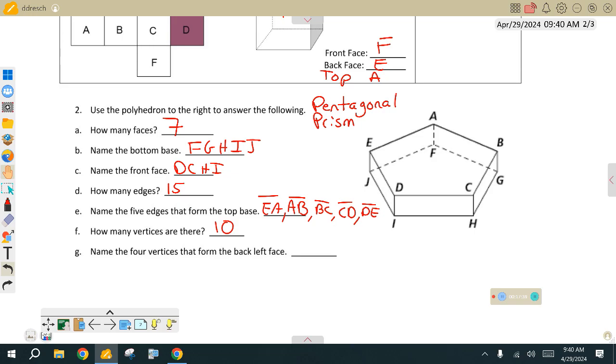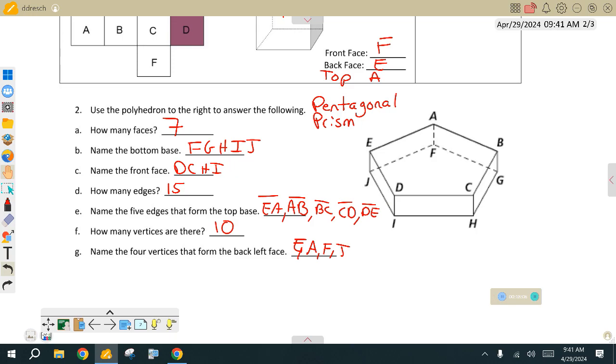And what would you say is considered to be the back left face? So here's my front face. Here's my two back ones, I would say. And back left, I would say, is that one. So E, and then A, and J. E, and then A, and then F, and A, J.